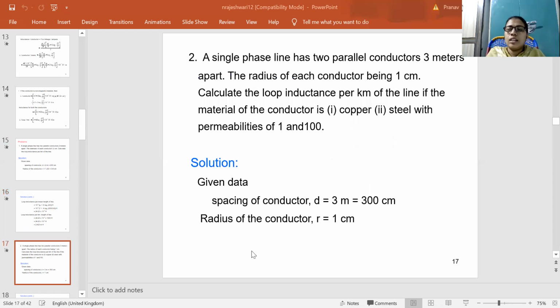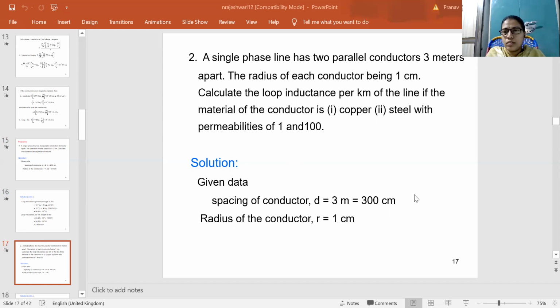And we'll see another problem regarding this loop inductance. A single phase line has two parallel conductors 3 meters apart, and the radius of each conductor is 1 centimeter. Calculate the loop inductance per kilometer of the line if the material of the conductor is, first, copper and, second, steel, with permeabilities of 1 and 100.